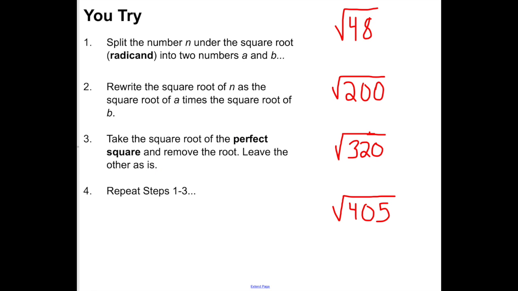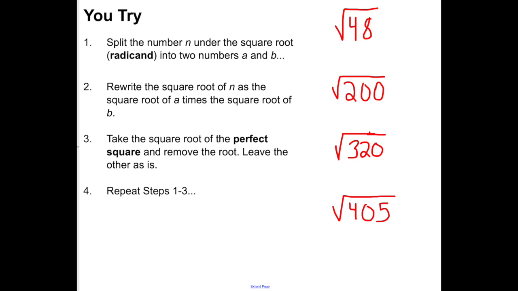All right, so what I thought I would do is give you 4 ones for you to try. So here we have the square root of 48, the square root of 200, the square root of 320, and the square root of 405. And what I'd like you to do is try to simplify each of these completely.